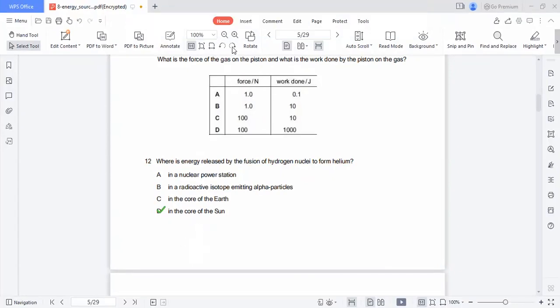Stars are the natural labs for the fusion process. So the core of the sun is the original lab for this process.